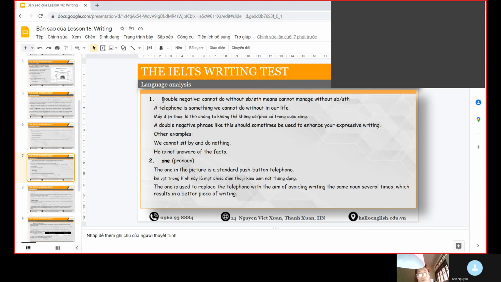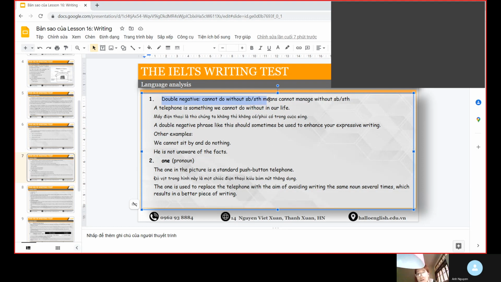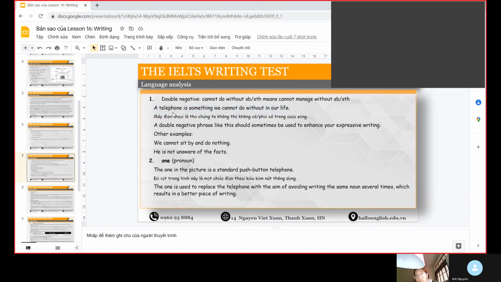Okay, first, the double negative. Cannot do without something means cannot manage without somebody or something. For example, the telephone is something that we cannot do without in our life. Double negative means positive, and sometimes we can use a double negative to emphasize something. A double negative phrase like this should sometimes be used to enhance your expressive writing.